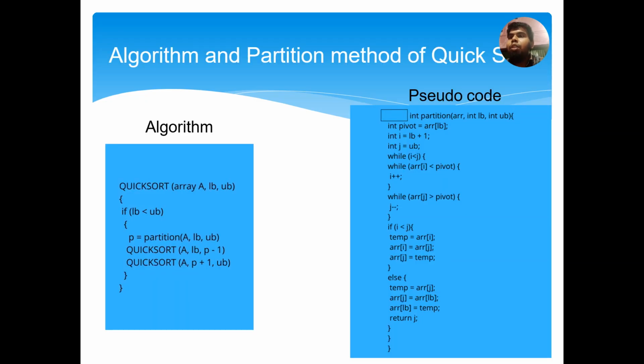Here is the algorithm and partition method of QuickSort. First, we perform QuickSort on an array and define its lower bound and upper bound. If the lower bound is less than the upper bound, we define p equal to partition of the array, lower bound and upper bound. We perform QuickSort on the array from lower bound to p minus 1 and then we again perform QuickSort on the array from p plus 1 to the upper bound.